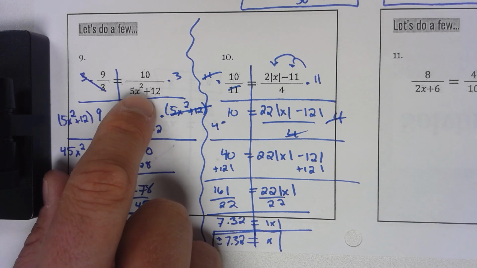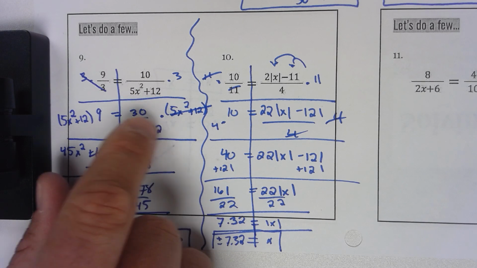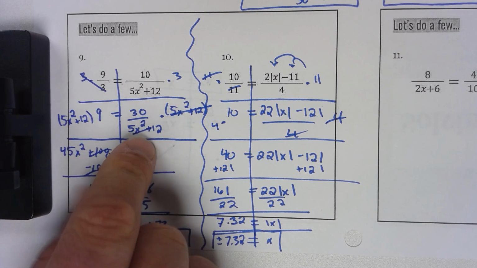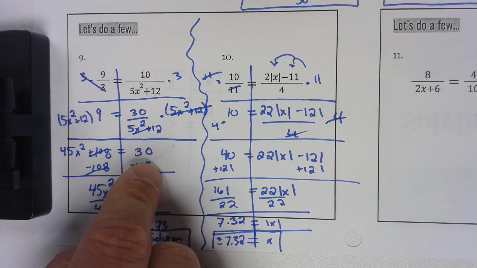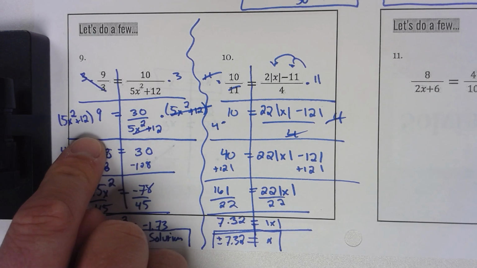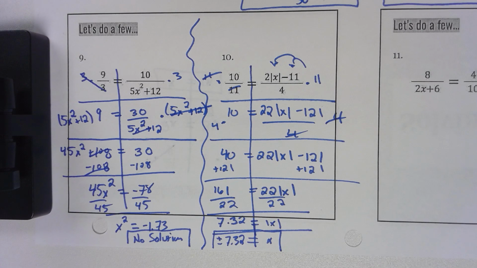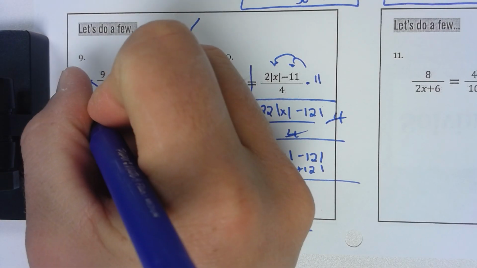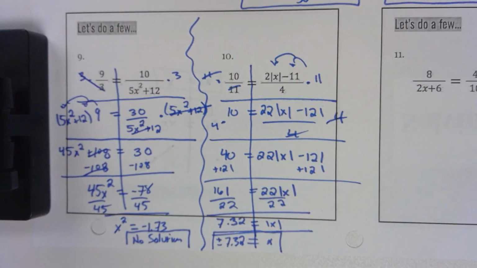Then I want to get rid of dividing by 5x squared plus 12. So I'm going to multiply both sides by 5x squared plus 12. Again, that gets rid of this division. So this right side is just 30. And then the left side, 5x squared plus 12 times 9 is 45x squared plus 108. That happens from me distributing that 9.